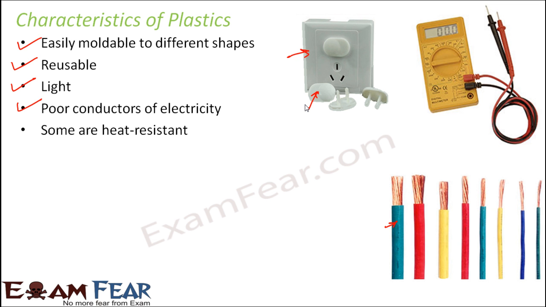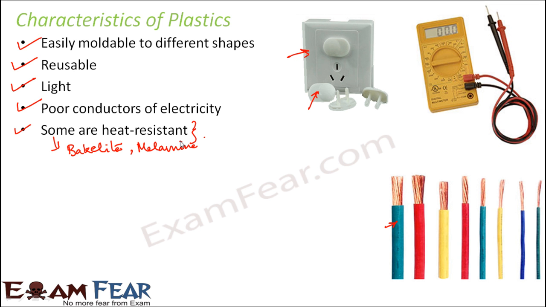Some are heat resistant. Some plastics do not allow heat to affect them. They do not get deformed in the presence of heat. Now this is not true for all plastics. It is true only for some plastics. Some examples of plastics for which this is true are bakelite, which is one such heat resistant plastic, and melamine. You would have seen the dinner sets and crockery sets made up of melamine. Even if you heat a melamine vessel, it does not melt or get deformed.